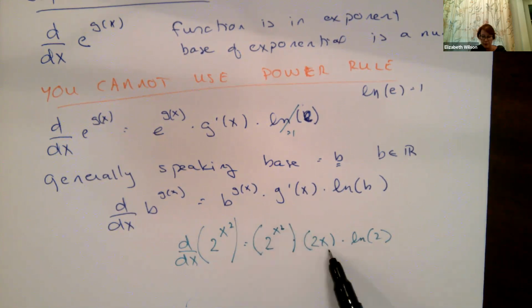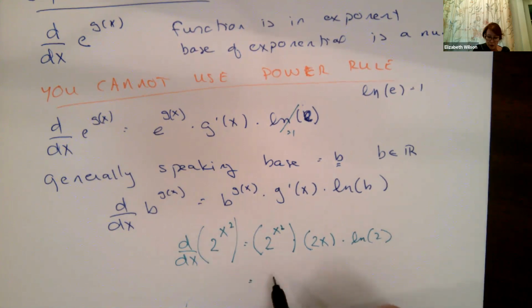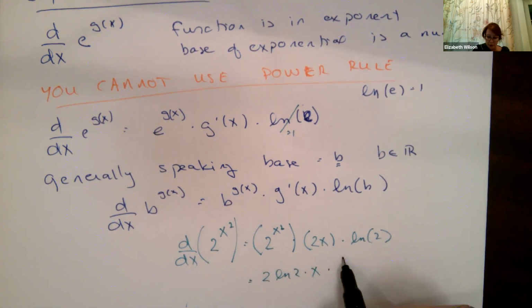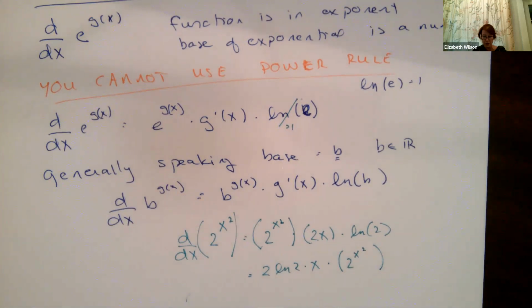I can't multiply it. This is a function. The most I can do is, ln of 2 is just a number, so I can multiply it out: ln of 2 times 2, ln of 2 times x, times, in parentheses, x squared. And that's our derivative of a general exponential function. It's the form. You cannot do the power rule. And we're going to try to trick you on that.